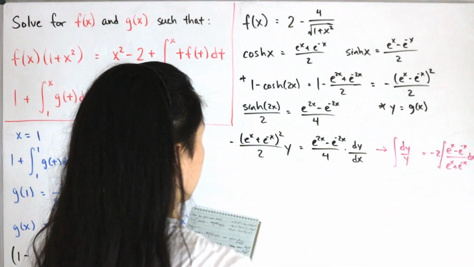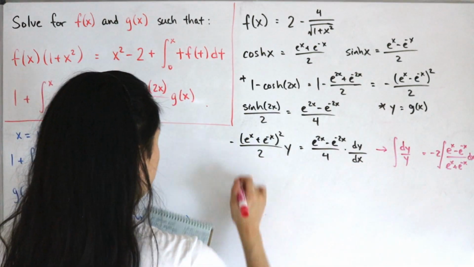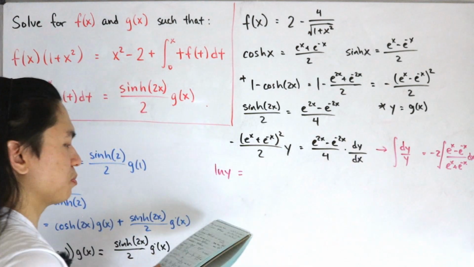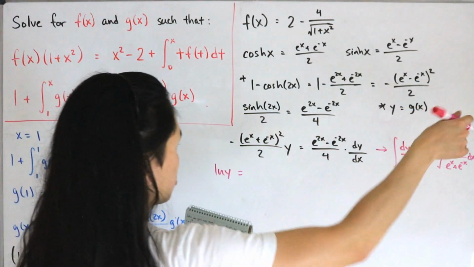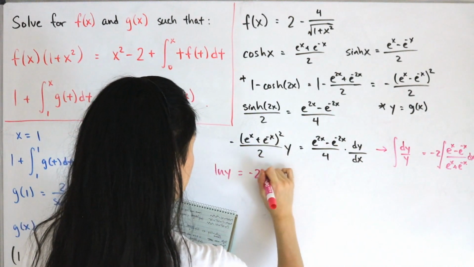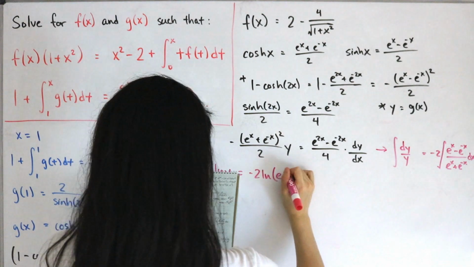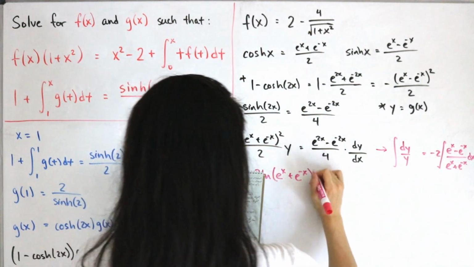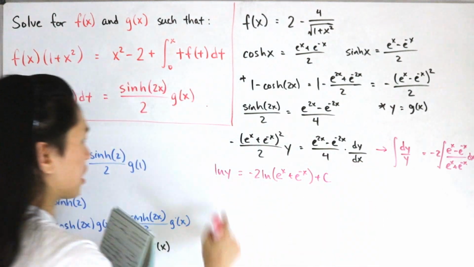Now let's integrate both sides of our differential over here. On the left hand side, it's very straightforward to see that it's just going to be ln of y. On the right hand side, we apply the u substitution and put this all back together. Finding the antiderivative gives negative 2 times ln of e to the x plus e to the negative x, and then add c. Now, we can solve for y.